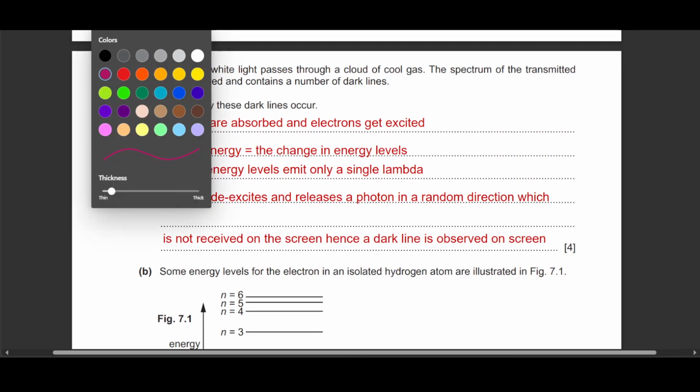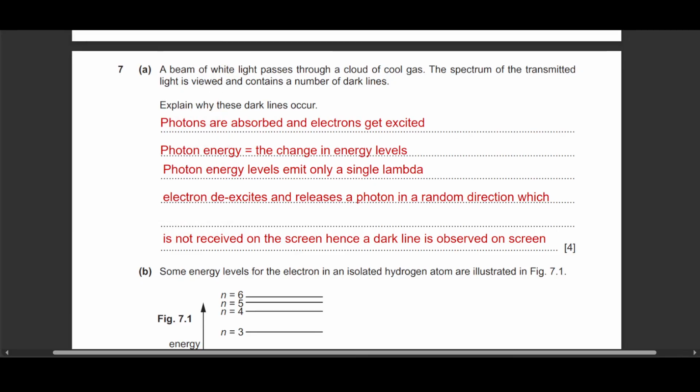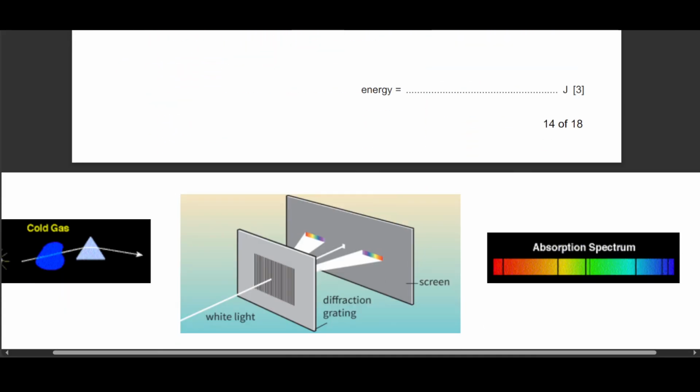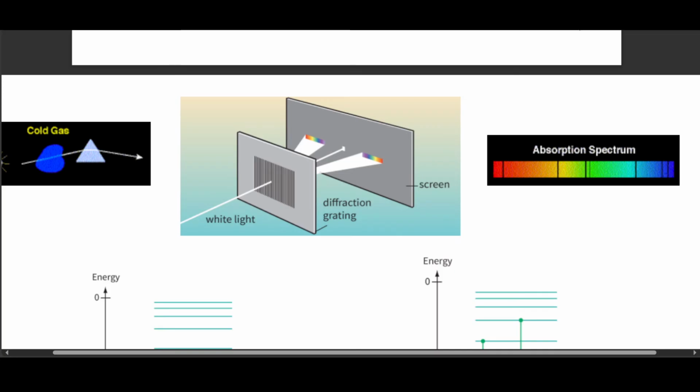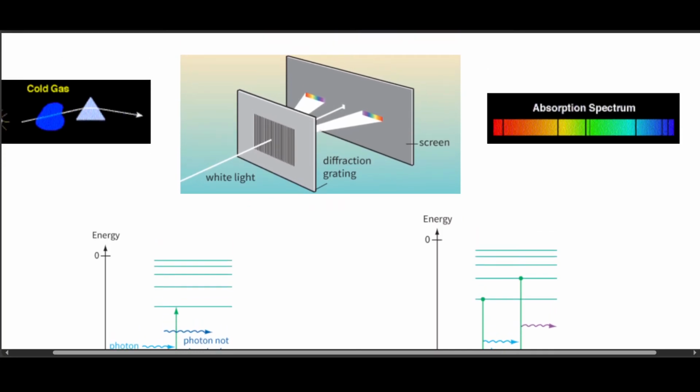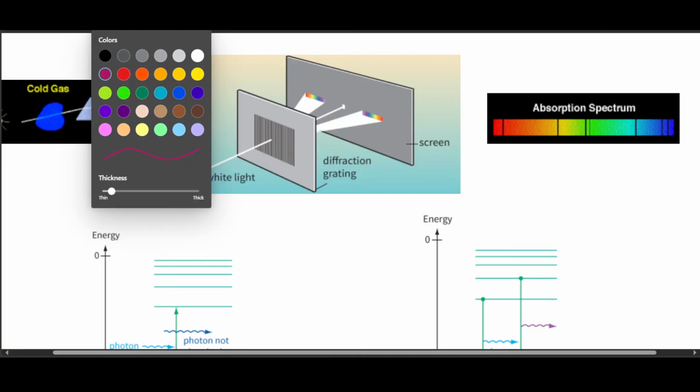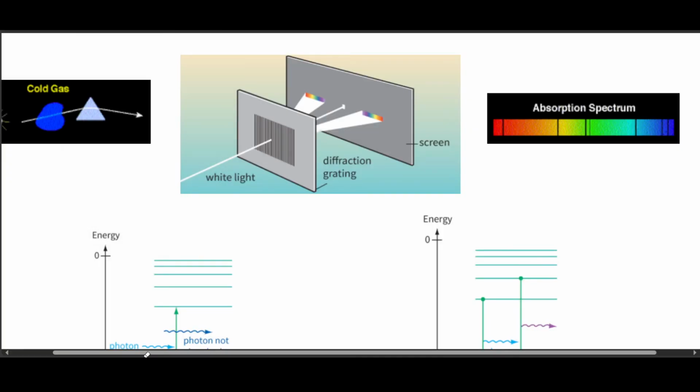Question number 7, he says to discuss the emission spectrum or the absorption spectrum. Dark lines. If there are dark lines, he's talking about the absorption spectrum. Okay, let's see. So how does the dark spectrum or absorption spectrum work? This is a topic from quantum physics, or you can say quantum mechanics, right? So what is happening at this position?